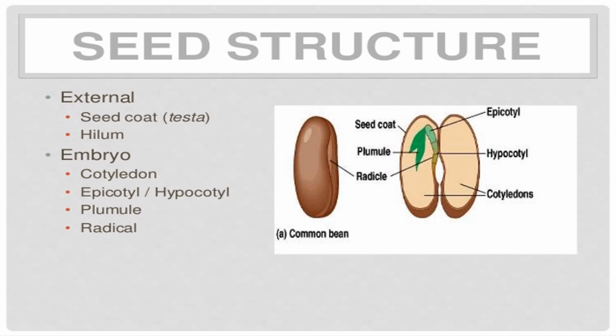And there is one small scar on the seed. If you examine a bean seed or rajma, you will see a small black or white scar, which is the hilum. Inside the seed is the embryo, the baby plant, and the zygote becomes the embryo. What is that zygote? The fusion of the male and the female gamete. The embryo consists of these four parts: cotyledon, plumule, radicle, and epicotyl or hypocotyl. All this we will do in detail.